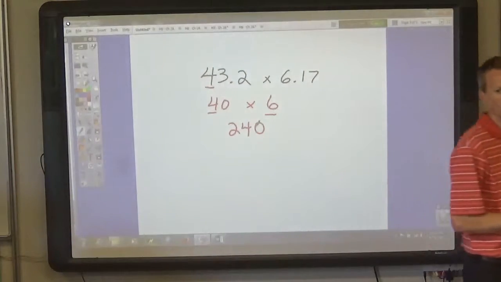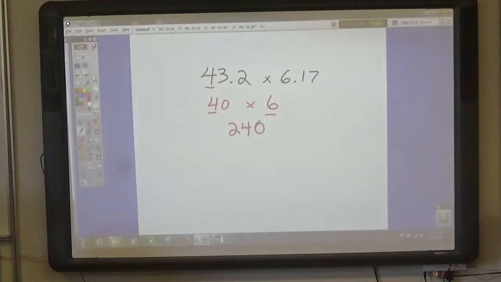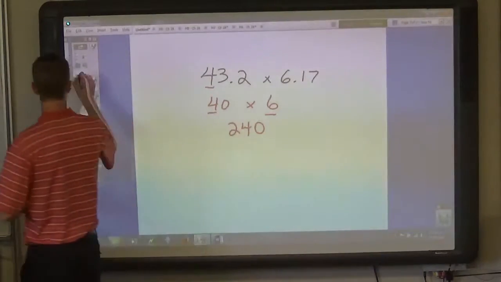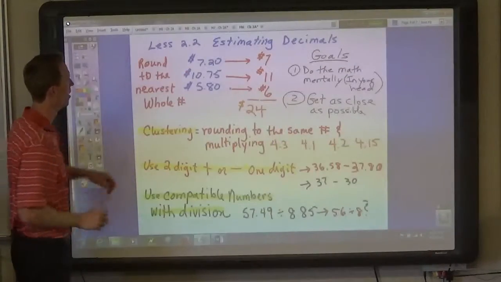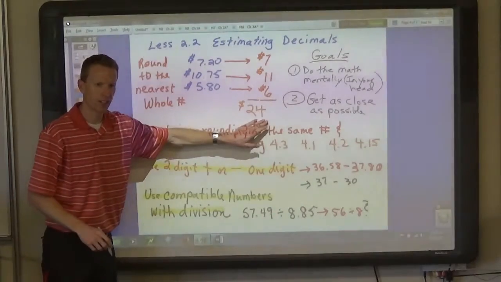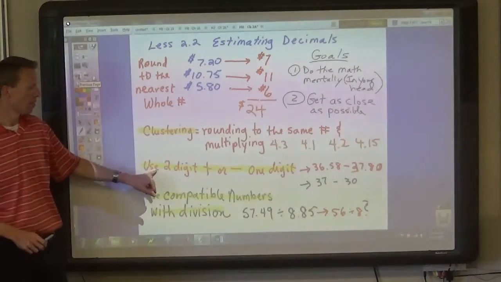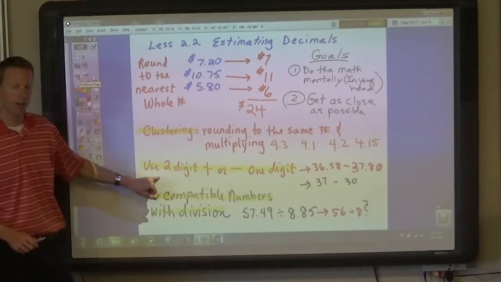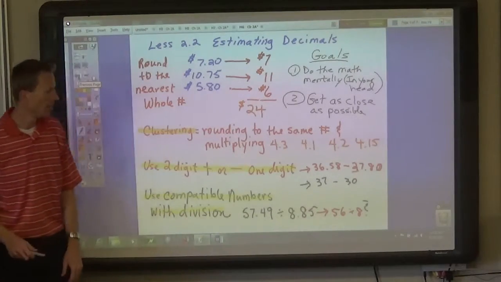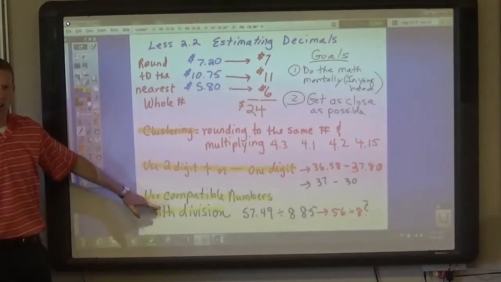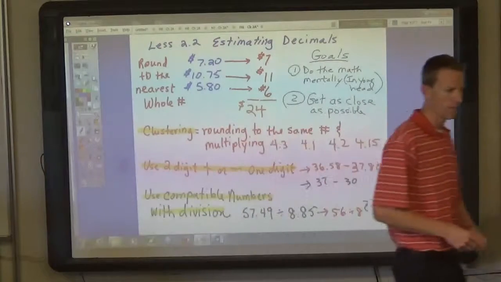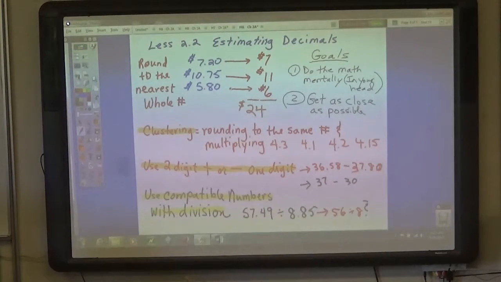Okay? With multiplication, use front-end estimation. With addition and subtraction, either round them to whole numbers and add, or if there's 2 digits, use 2-digit front end minus 1-digit front end. Look for opportunities to cluster the numbers and multiply. And always use what for division? Emily? Always use compatible numbers for division.